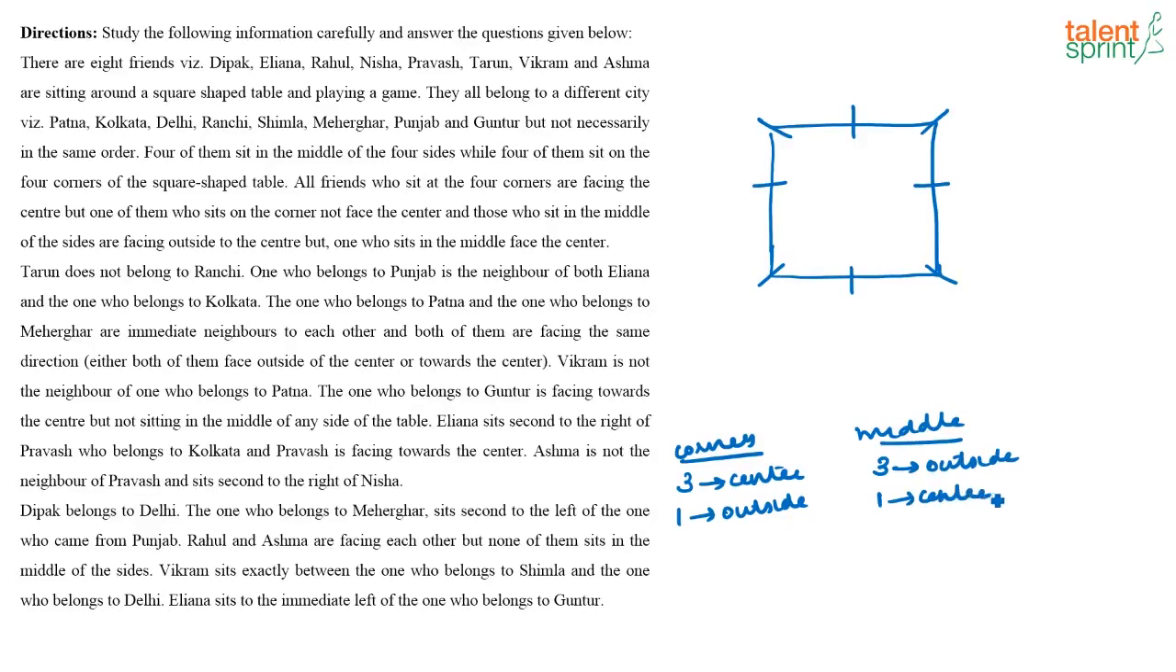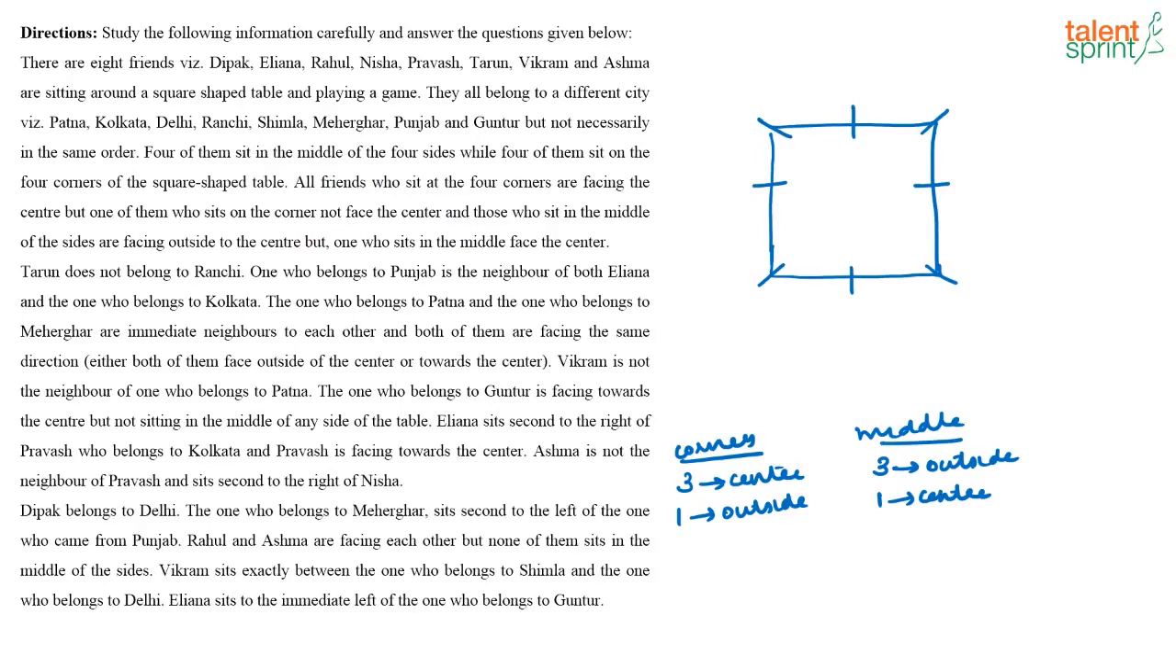Now this information will be very useful when you are trying to fix these people. Okay, this is what they are saying. All the friends who sit in the 4 corners are facing the center, but one of them who sits on the corner is not facing the center. Yes, they should not have given here all the friends who sit in the 4 corners are facing the center.